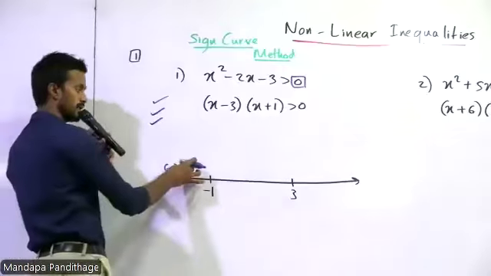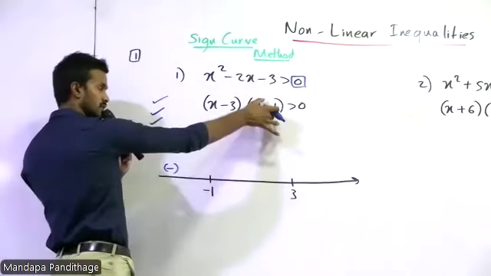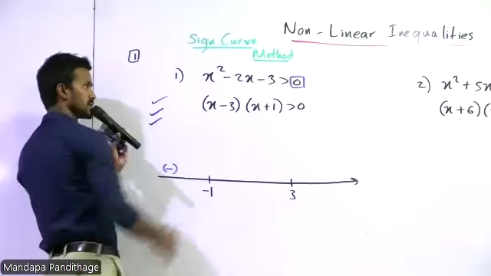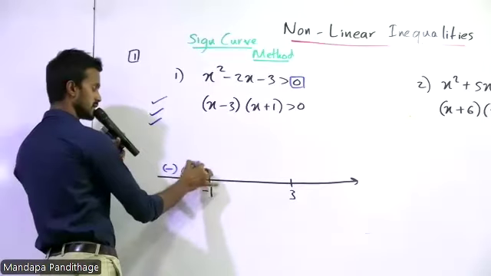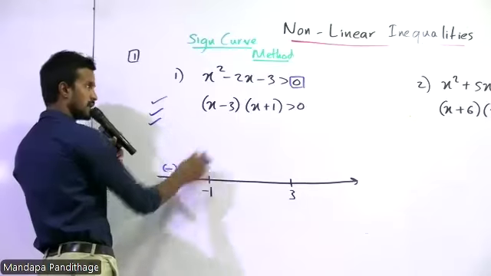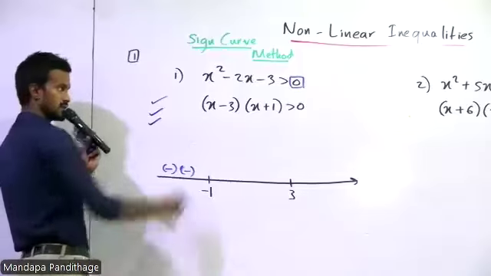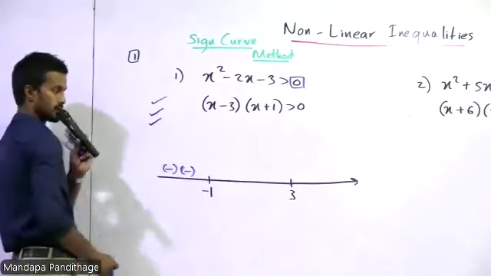And then do the same thing. Substitute that into this factor. So if I substitute minus 2, minus 2 plus 1 is minus. Which means in this range, this is minus and this is minus. Clear? This is minus and this is minus.